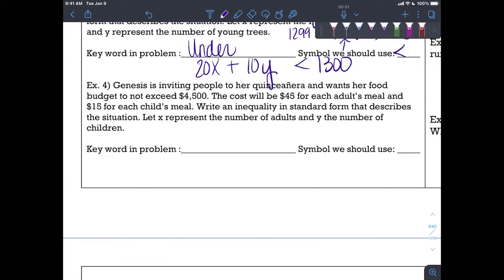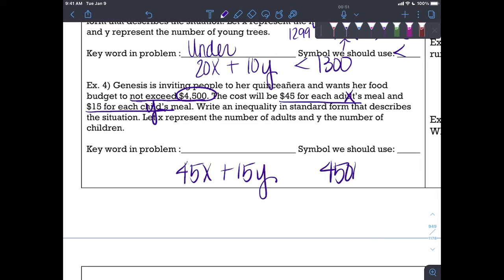Genesis is inviting people to her quinceañera and wants her food budget to not exceed $4,500. The cost will be $45 for each adult meal and $15 for each child meal. We're going to make X represent my adults. Y is going to be for my kids. So first thing I'm going to do, I'm going to go ahead and write out that first part. I'm going to put in my number. All right. So now I ask myself, 4,500.